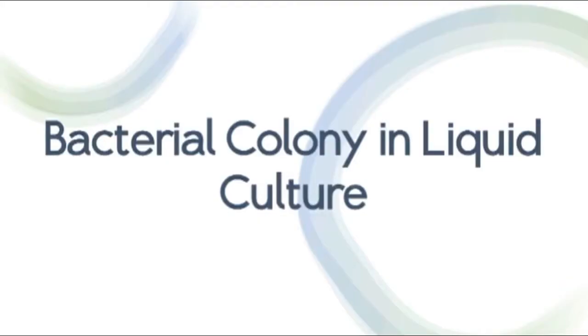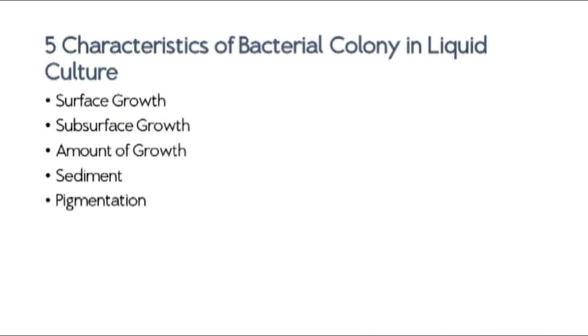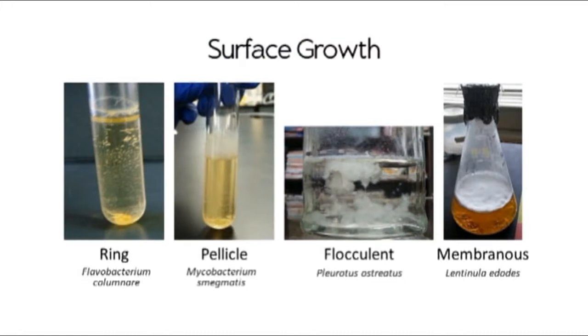Good afternoon, Doc. Good afternoon, classmates. So, here's my report on the characteristics of bacterial colony in nutrient broth or liquid culture. 5 characteristics of bacterial colony that may be observed in liquid culture: surface growth, subsurface growth, amount of growth, sediment, and pigmentation. There are 4 types of surface growth: ring, pellicle, flocculent, and membranous.